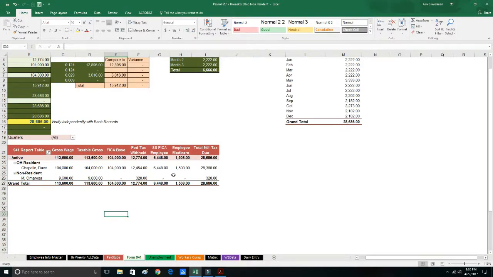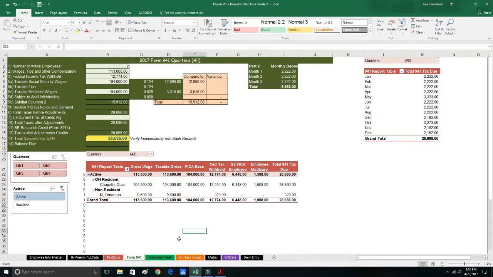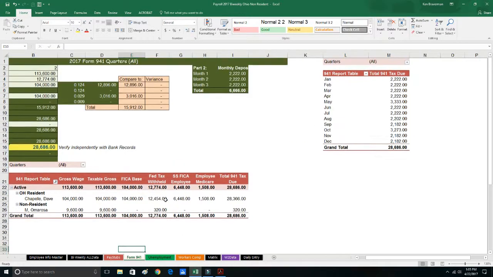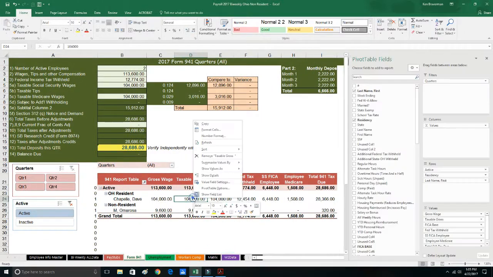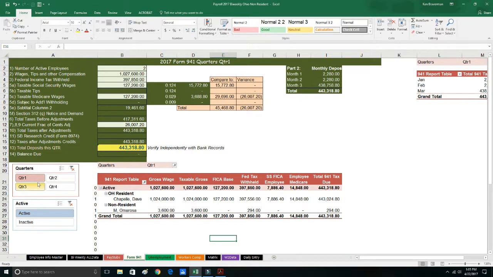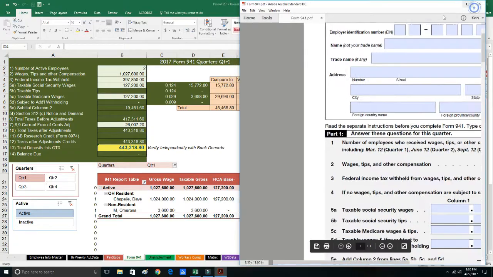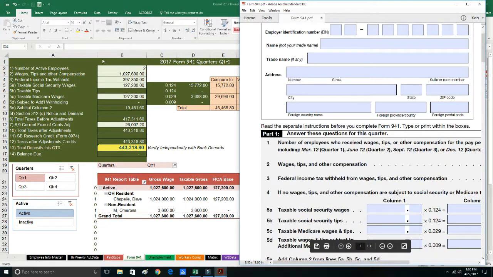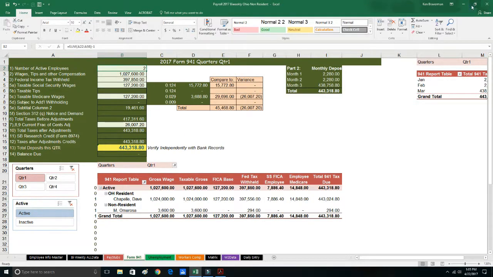In this file, what we have on this 941 sheet is a way that you can refresh this and choose the quarter you're in, just active employees, and this thing's going to fill itself out automatically. Look at what we were looking at over here. We were saying, what are the number of active employees, right?